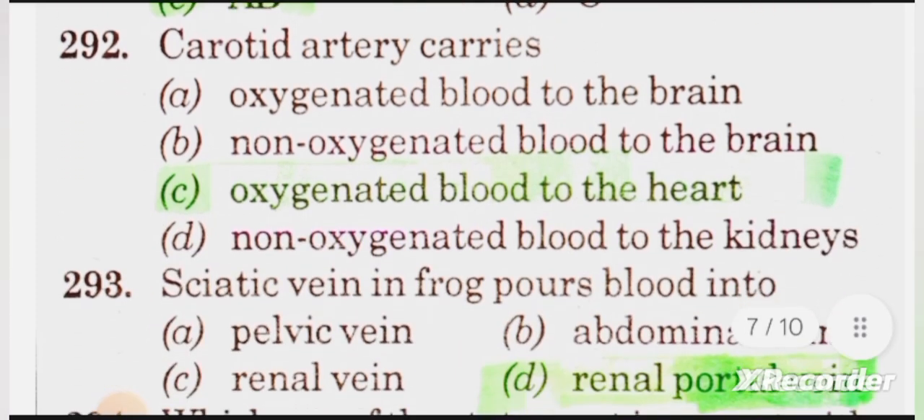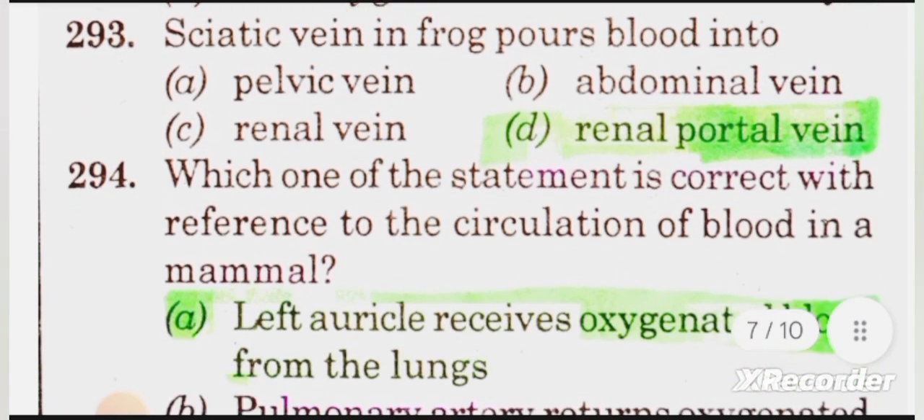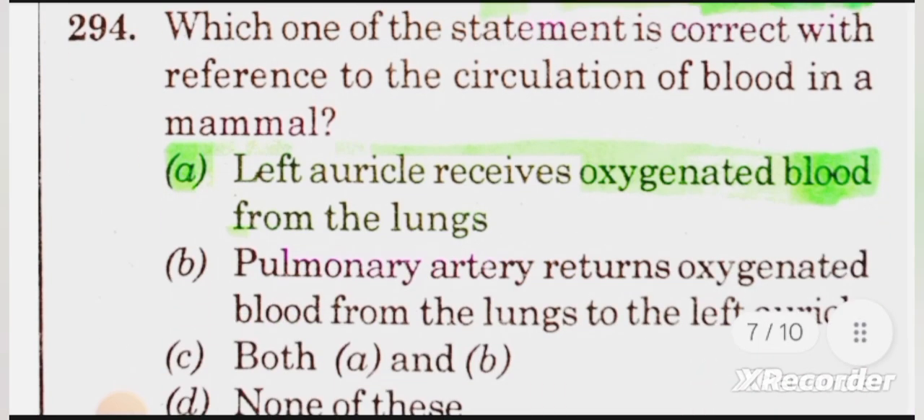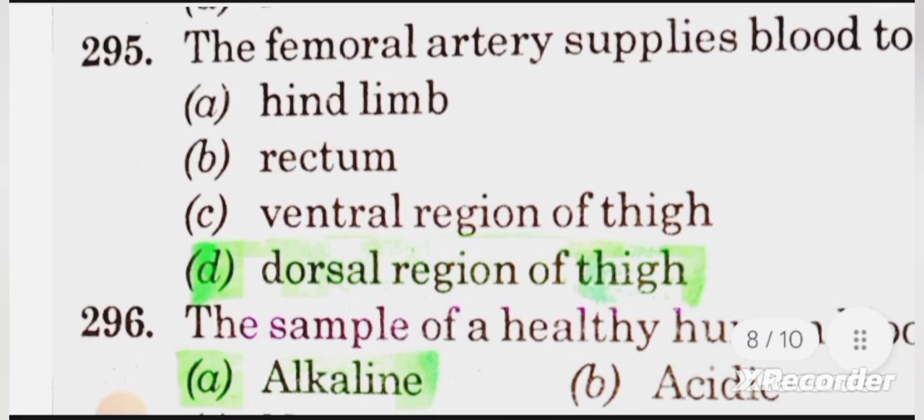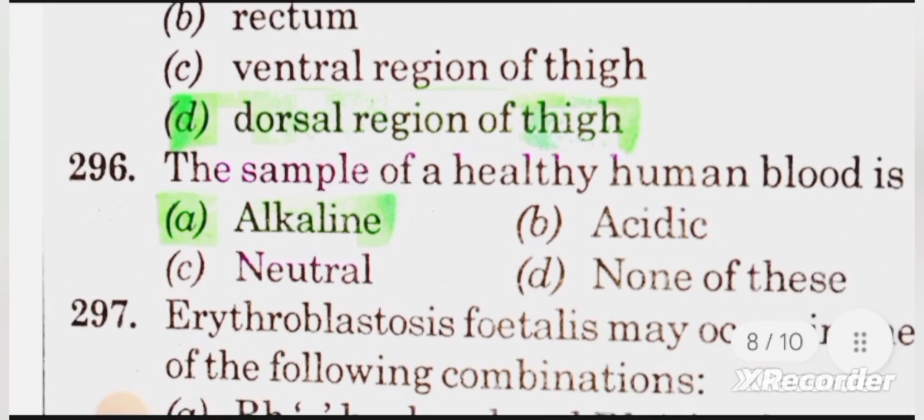Next, 292. Carotid artery carries answer C, oxygenated blood to the heart. Next, 293. Sciatic vein in frog pours blood into answer D, renal portal vein. Next, 294. Which one of the statements is correct with reference to the circulation of blood in a mammal? Answer A, left auricle receives oxygenated blood from the lungs. Next, 295. Femoral artery supplies blood to answer D, dorsal region of thigh.